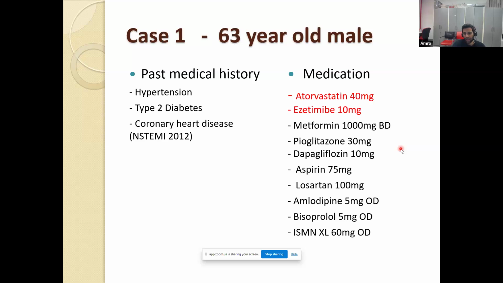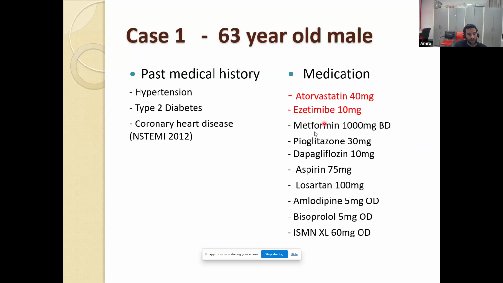So this is our 63-year-old man. He's hypertensive. He's got type 2 diabetes. He's got coronary heart disease. And these are his list of medications. I've highlighted in red his dual lipid lowering therapies: atorvastatin 40 and ezetimibe 10 milligrams, and his other medications here.